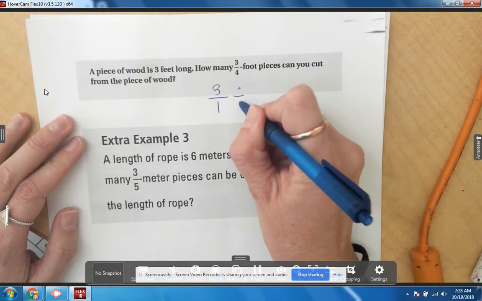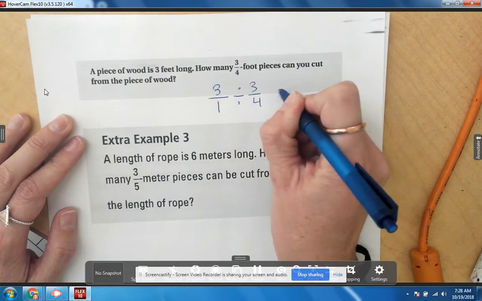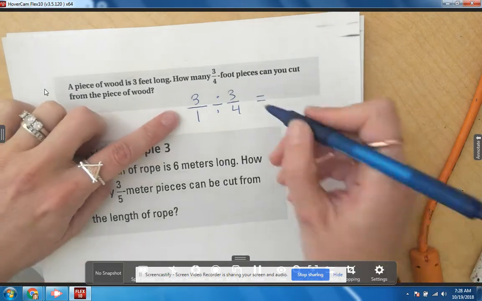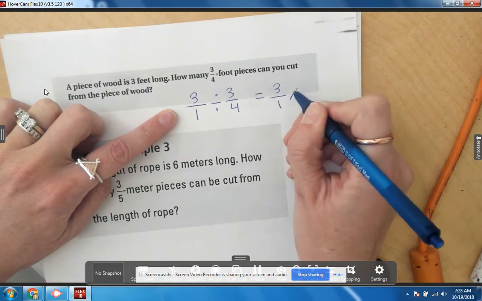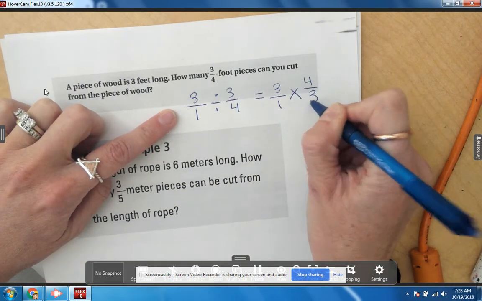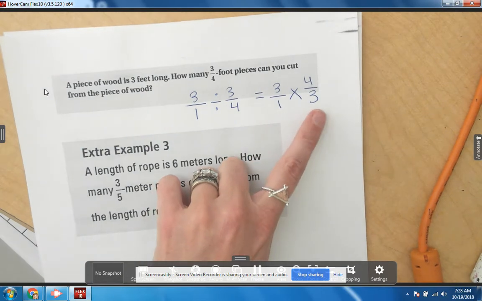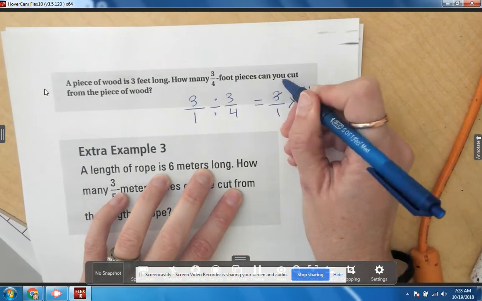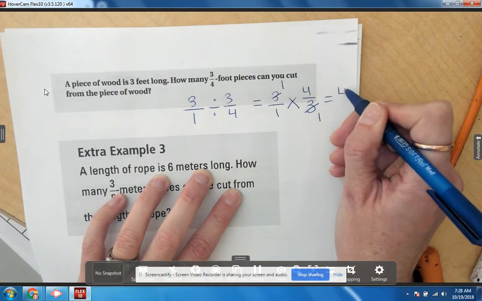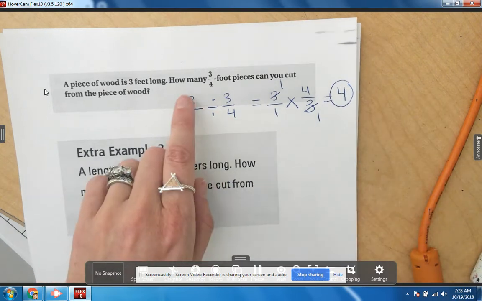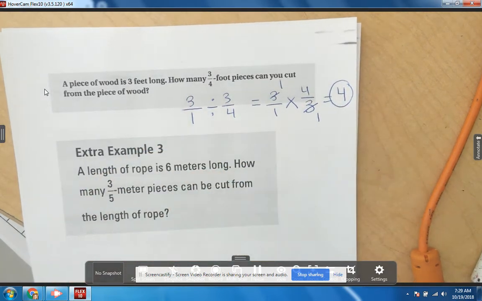Now I'm going to write divided by 3/4. Now I want to set up my problem. So I'm going to do keep, change, flip. These can cross cancel. Divide them both by 3. And I get 4 over 1, which is 4. So you can cut the wood into 4 3/4 foot pieces.